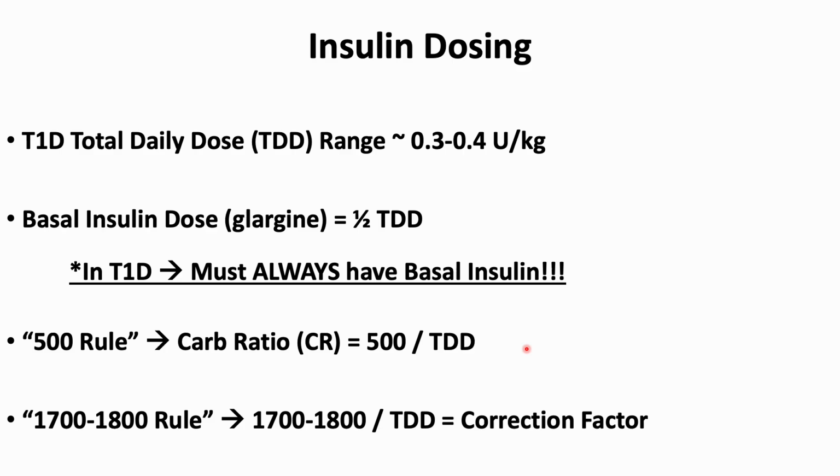And then finally, the 1700 to 1800 rule helps us figure out what their correction factor is. And this is telling us 1 unit of insulin drops a patient's blood sugar by how many milligrams per deciliter, right? So you take 1700, 1800 divided by the total daily dose, and that's your correction factor. So it's saying 1 unit for, say, we are in the hospital and we're using 1 for 50. So 1 unit of insulin would drop their blood sugar 50 points, okay? So that's what the correction factor is.